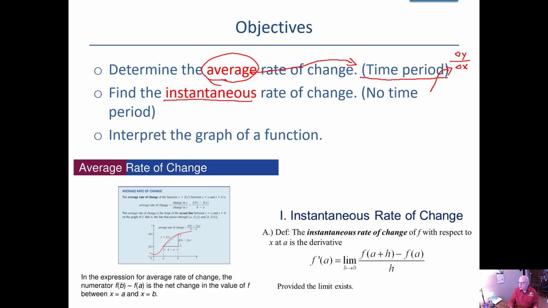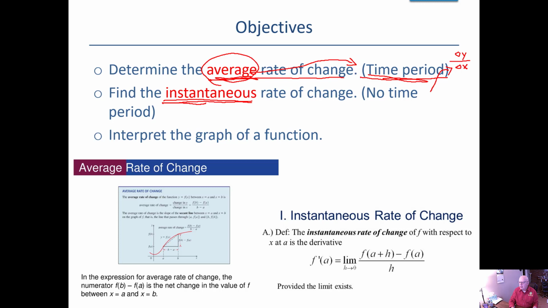Instantaneous means how fast you're going at one particular instant, as in instantaneous. So when you're driving, for example, and you look down at the speedometer, that tells you what your instantaneous rate of change is, or instantaneous speed, as opposed to the average, which is how fast you'd be averaging over 3 hours or 5 hours or 7 minutes or whatever the time period is. Remember, time period for average rate of change.